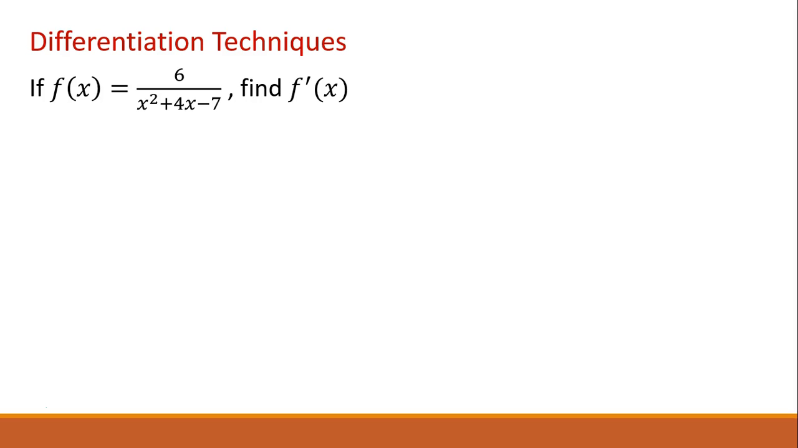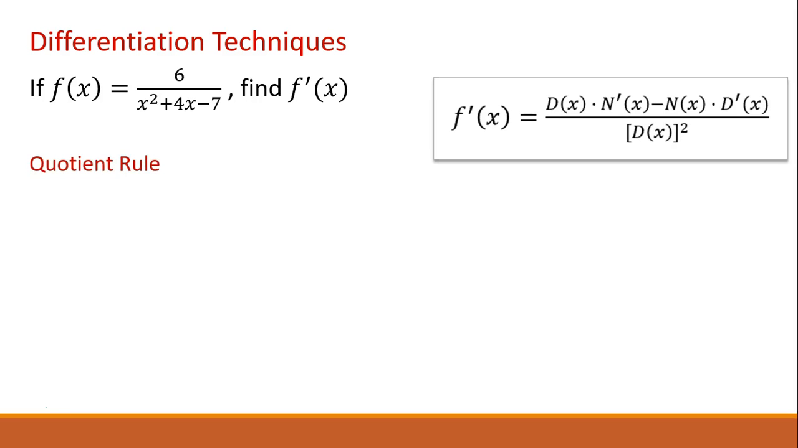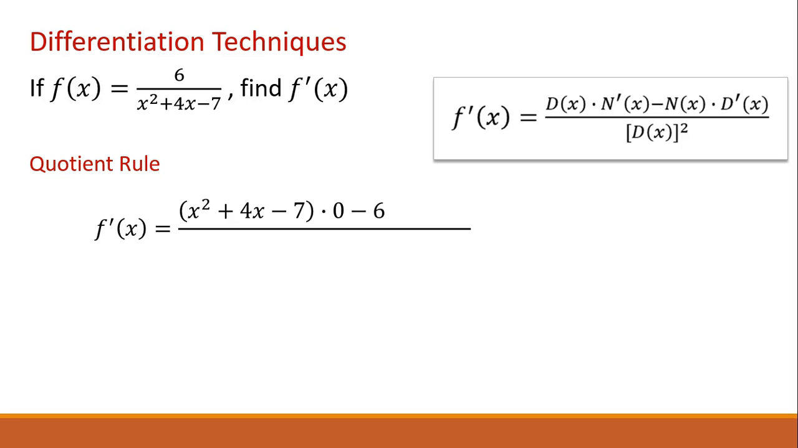Let's see if we can take this derivative. Now it looks like a fraction, so we ought to be able to use the quotient rule. So let's see how that would look. We need the denominator times the derivative of the numerator. So the derivative of 6, the derivative of a constant, is 0, minus the numerator, which is 6, times the derivative of the denominator, over the denominator squared. So we've done our derivative.